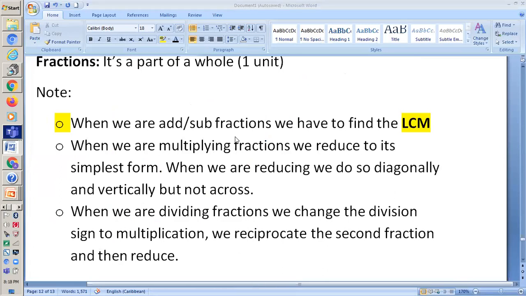It says when we are dividing fractions, what do we do? We change the division sign to a what? Multiplication. Multiplication, and then we reciprocate. What's another word for reciprocate? Flip. The second fraction. Notice, the second fraction. All right.